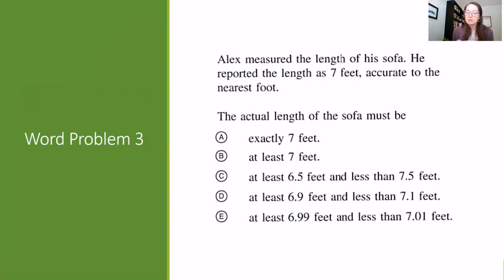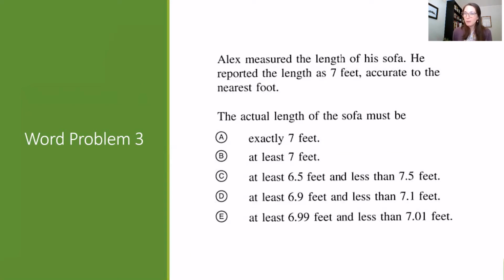So when I look at the options, exactly 7 feet for A, not going to be a good option. For B, at least 7 feet. Well, if we're rounding to the nearest foot, could it be just a little bit less than 7 feet? Certainly, absolutely. So B, not at least 7 feet, we could go the other way as well. Now look at our last three options. We have at least a certain amount of feet and less than another amount of feet.